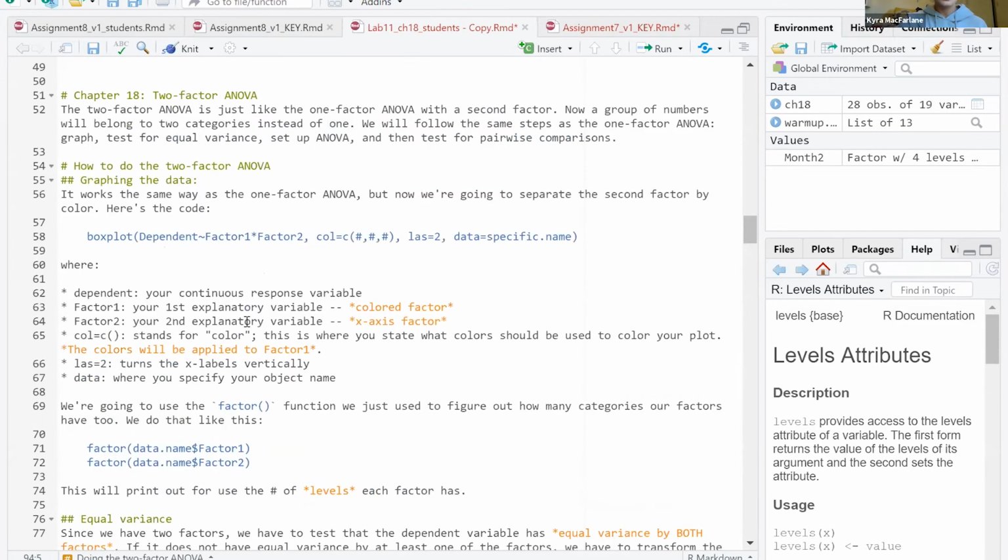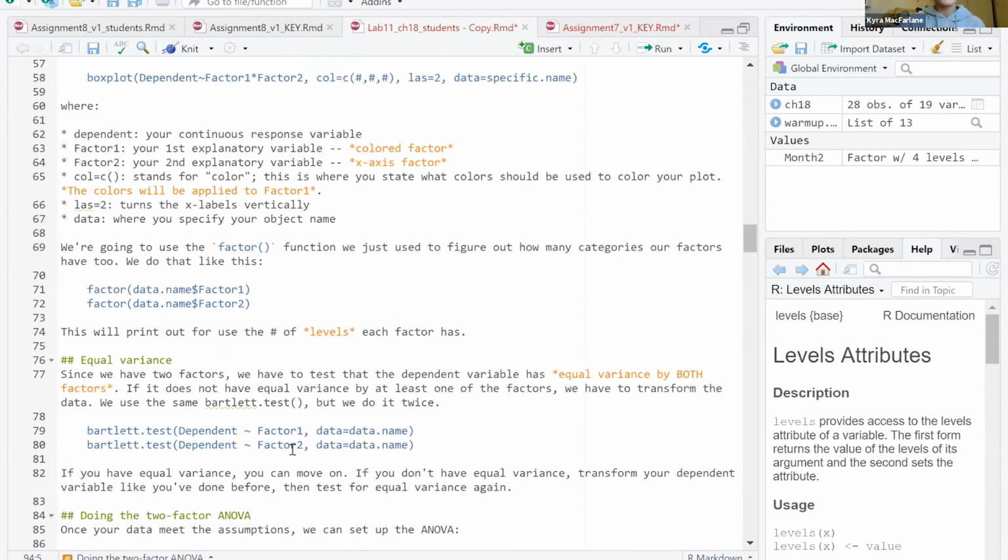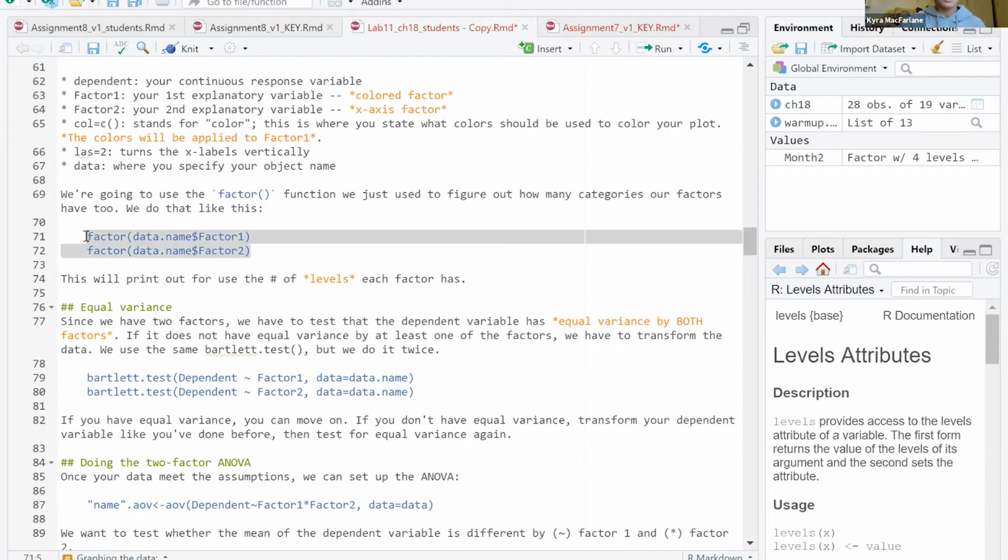So the steps that we run through for doing a two-factor ANOVA are the exact same as the one-factor ANOVA. The only difference is that we have this factor step where we want to see how many categories there are. And I'll explain a little bit more why that's important, or why that's a step you might want to do.